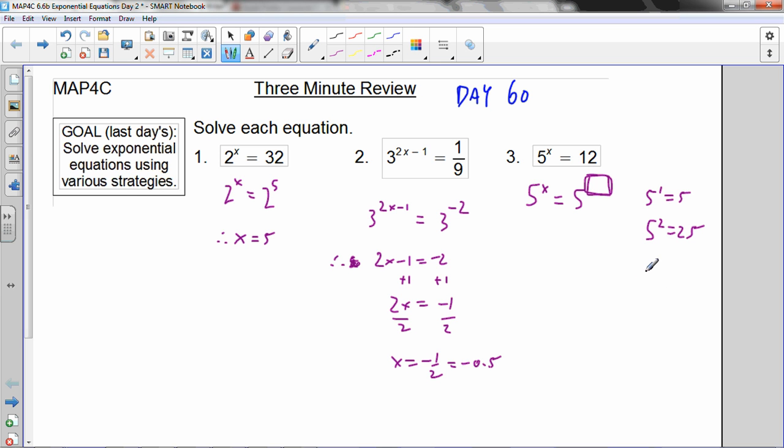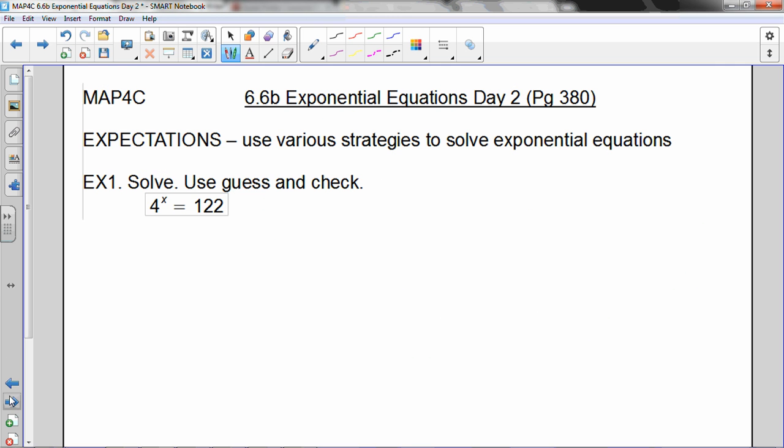Maybe it's a decimal, right? 5 to the exponent 1.5. Who knows, right? This is where we're stuck until today. This is what we're talking about mostly today, is these ones that don't work out nice. All right, on to the lesson.